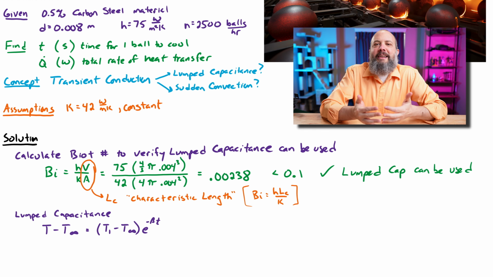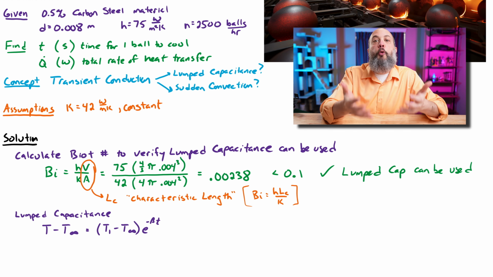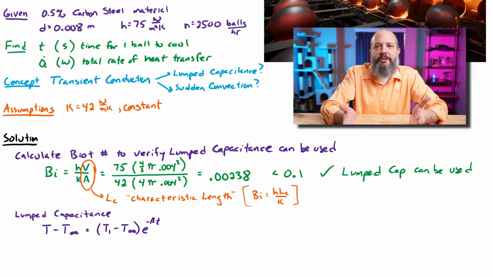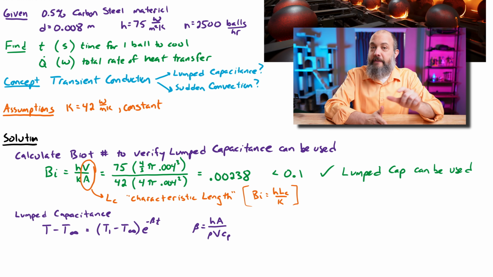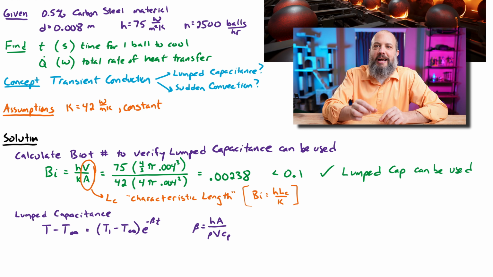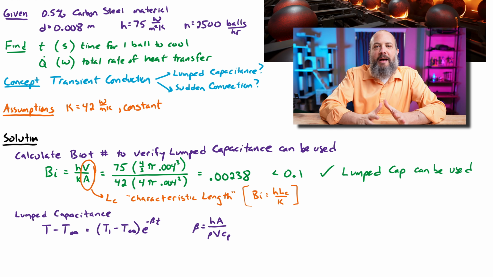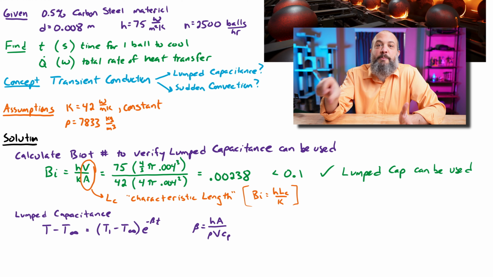And this value beta is a time constant. It's going to affect basically how quickly temperature will change. And this value beta is hA over rho V C, right? So the numerator is the convection coefficient that we were given times the surface area being 4 pi r squared, and the denominator, density times volume, which is basically mass. So this denominator is m Cp, mass times heat capacity.